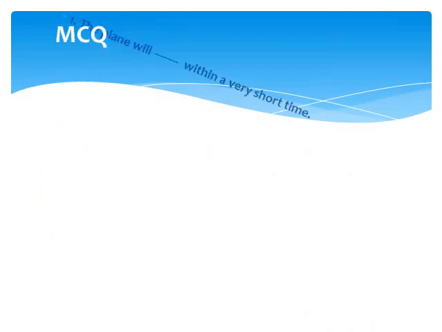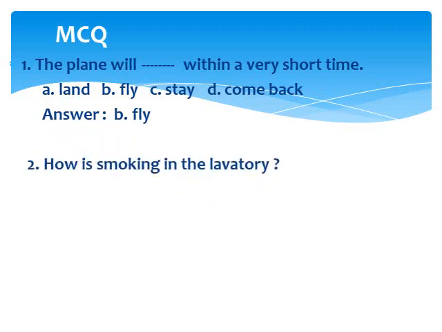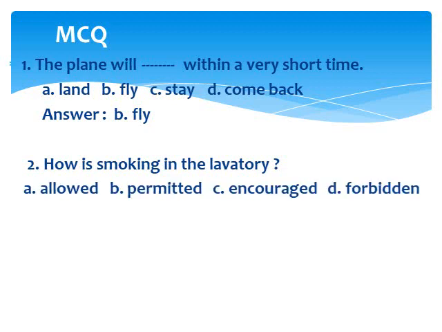First of all, MCQ. The plane will dash within a very short time. There are 4 options: land, fly, stay, or come back. I know you know the answer. It will fly. Yes. Next, how is smoking in the lavatory? The options are allowed, permitted, encouraged, or forbidden. The answer would be forbidden. Forbidden is the synonymous word of prohibited.